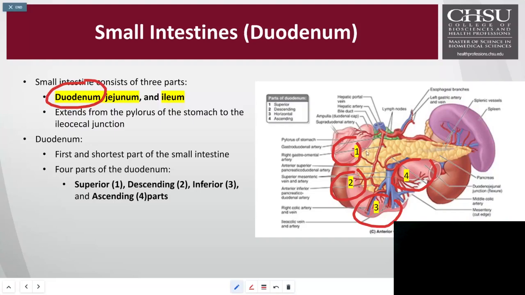Within part 1, I know this is not the best image. Within part 1, you have the ampulla that provides the opening for all the pancreatic juices. So there's something called the ampulla levator, or the duodenal papilla. This little opening where the juices come in. So it comes in right here.